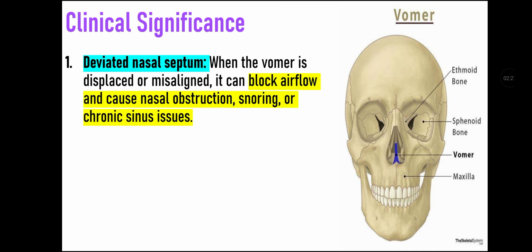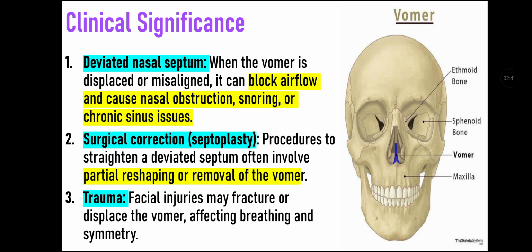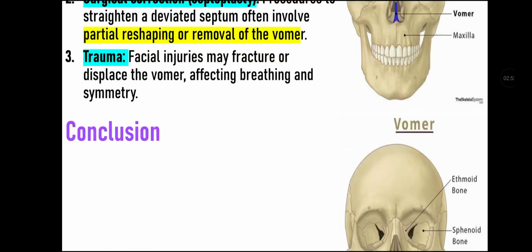Clinical significance: deviated nasal septum. When the vomer is displaced or misaligned, it can block airflow and cause nasal obstruction, snoring, or chronic sinus issues. Surgical correction, or septoplasty: procedures to straighten a deviated septum often involve partial reshaping or removal of the vomer. Third significance is trauma. Facial injuries may fracture or displace the vomer, affecting breathing and symmetry.